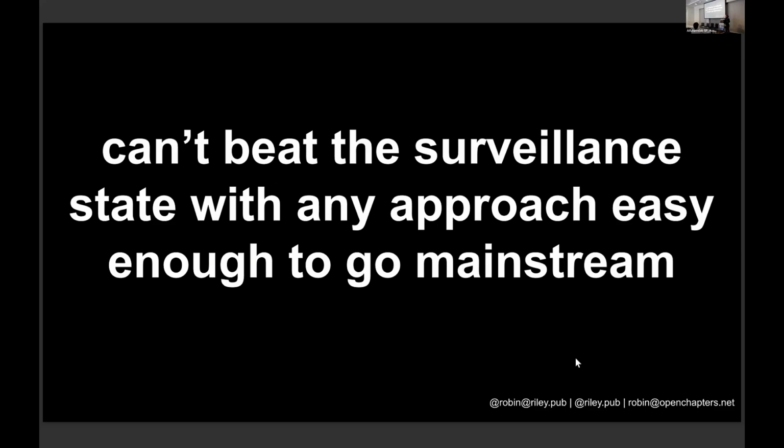We hear OPSEC has become very popular, and we say, don't take photographs at protests. And in some cases, sure, that makes sense. In other cases, we're really going to the extreme of what's reasonable and what makes sense. At the end of the day, we cannot beat the surveillance state as it exists today, but we can protect ourselves. We can limit our risk.